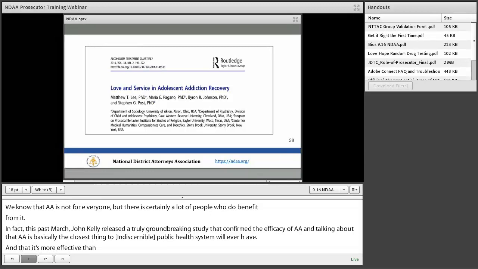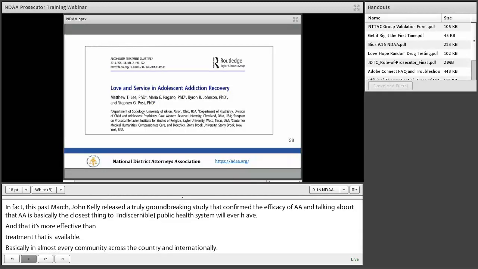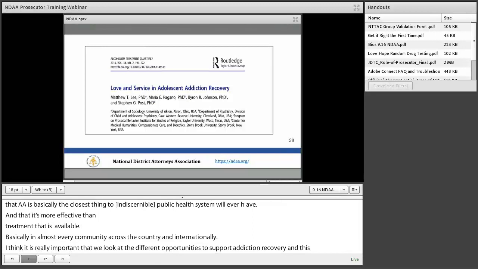So I think it's really important that we look at the different opportunities to support addiction recovery, and this study was talking about just how important the concepts of AA can be in terms of dealing with both the substance use and reducing the criminal offending.